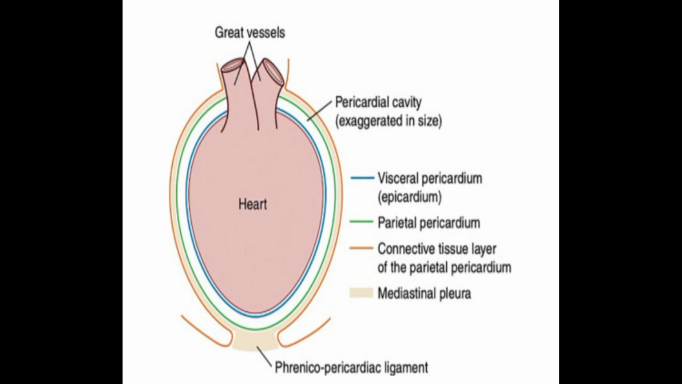The outer part, which is white, inelastic, and fibrous in nature, and the inner part. As you can see in the diagram, the outer part is the layer of connective tissues. The inner part is further divided into two membranes, the parietal pericardium and the visceral pericardium. The visceral pericardium is attached to the heart wall, whereas the parietal pericardium is in contact with the layer of connective tissues. In between these two layers, the pericardial fluid is present, which prevents friction when the heart beats.